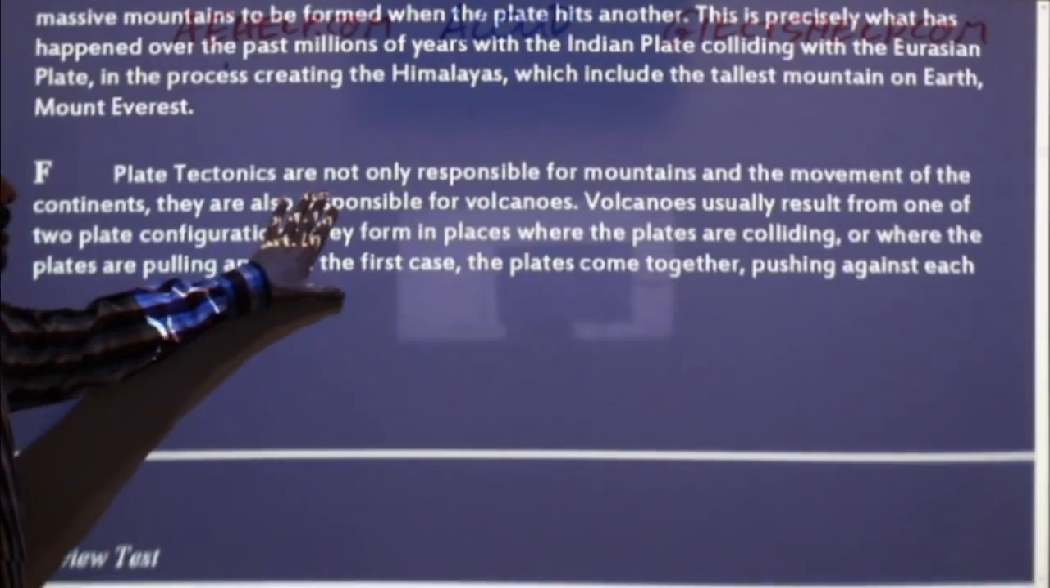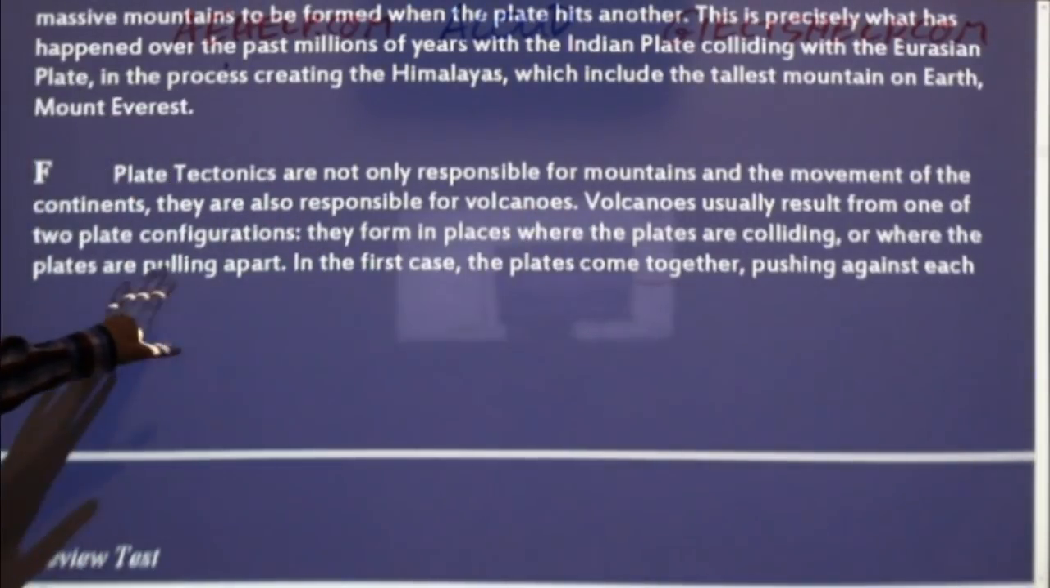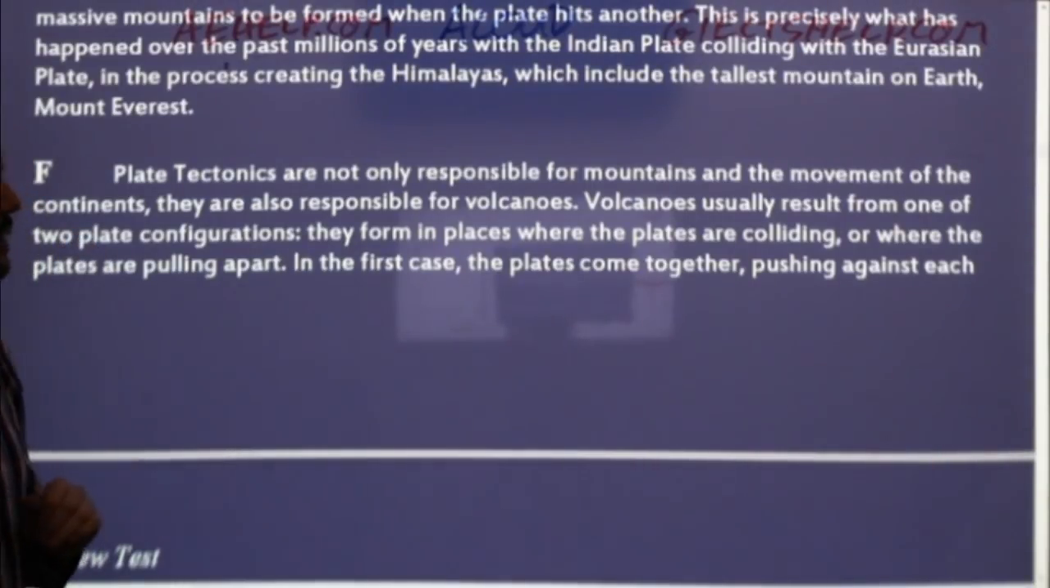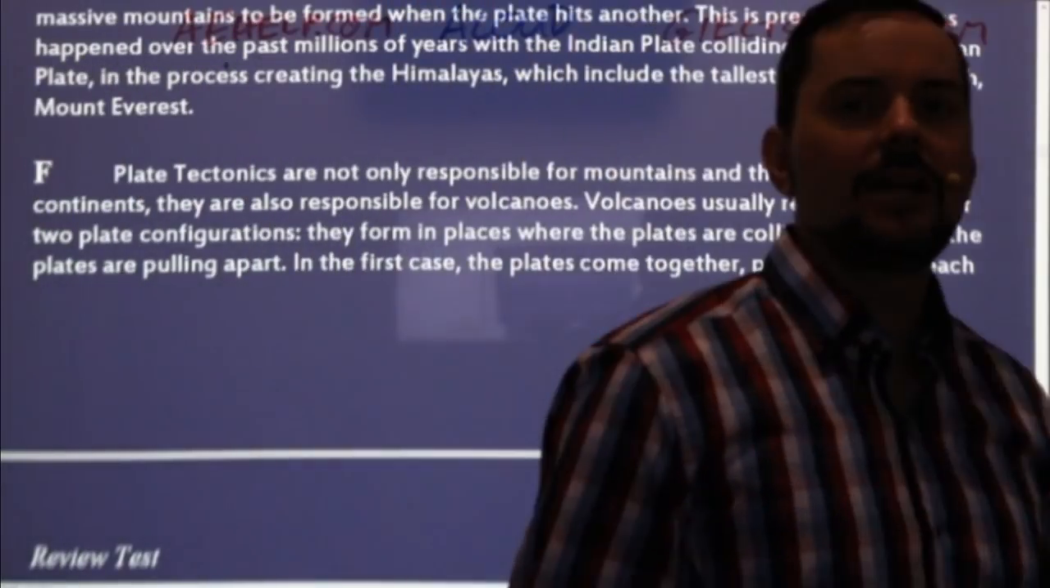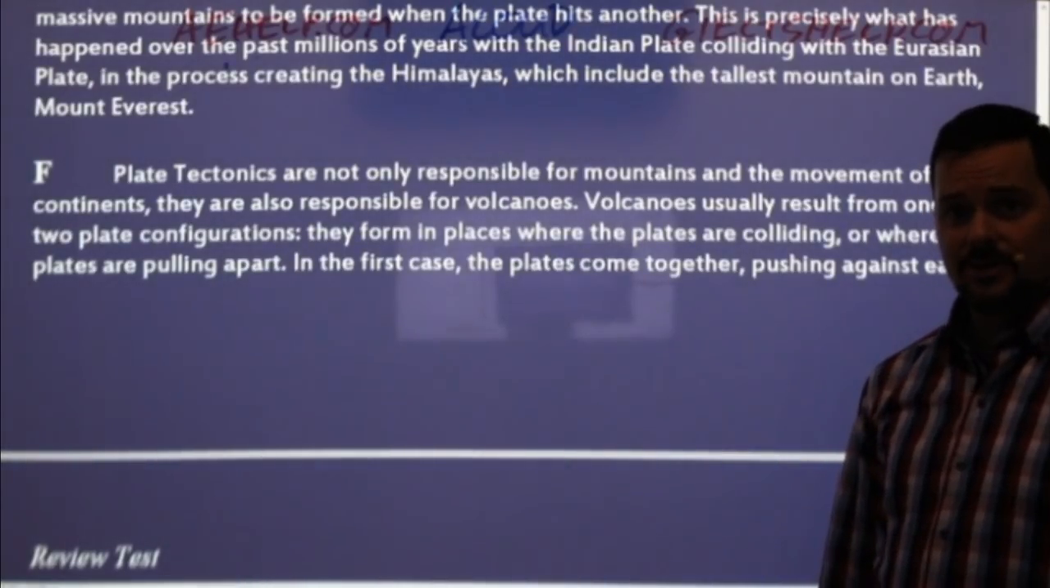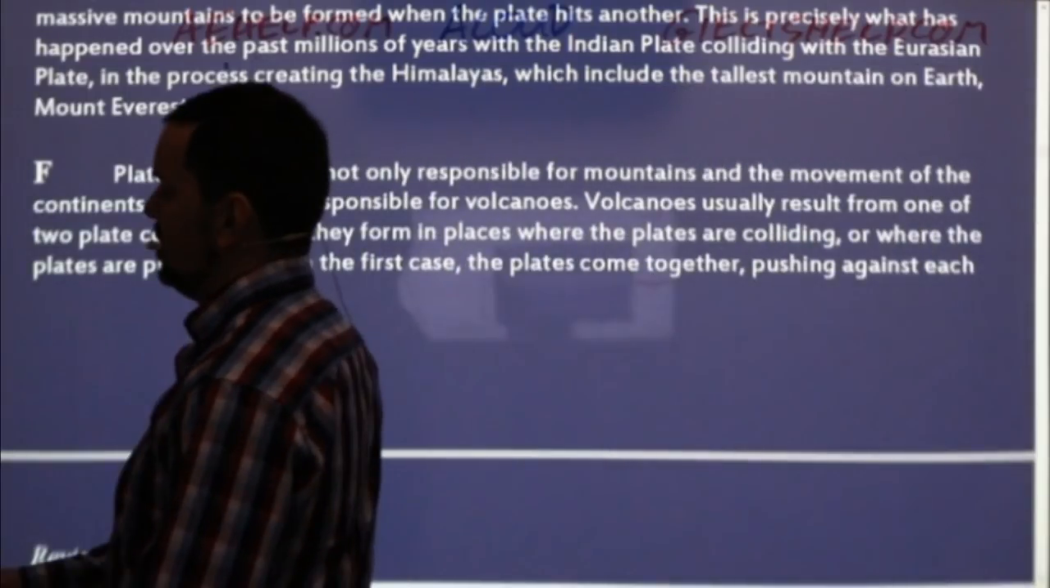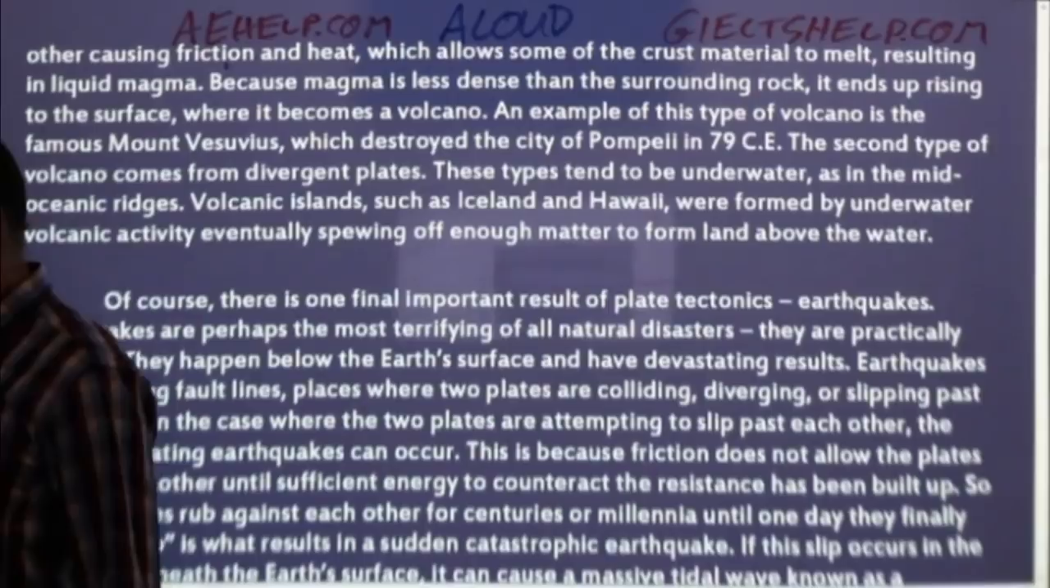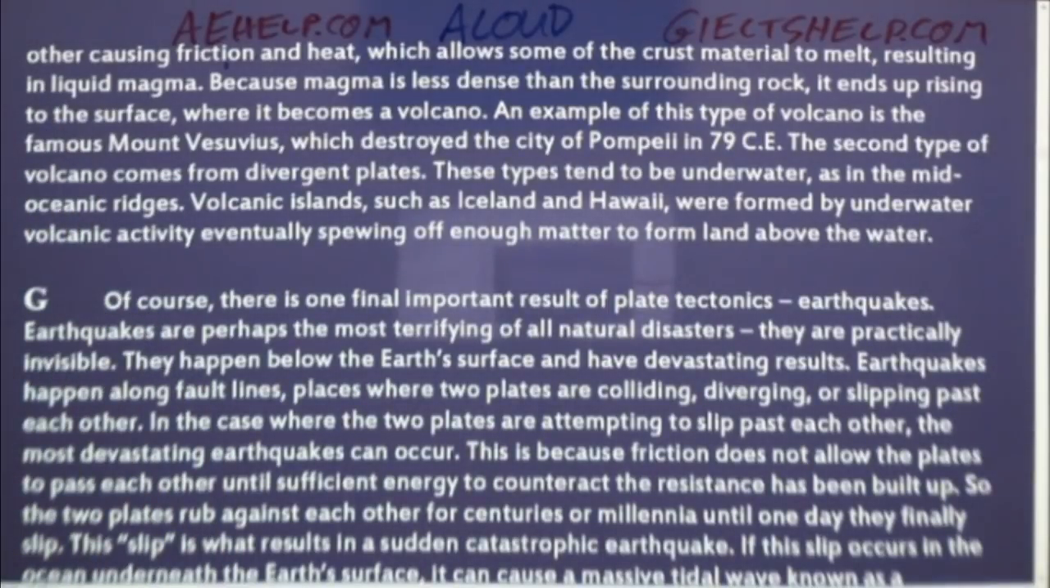Plate tectonics are not only responsible for mountains and the movement of the continents, they are also responsible for volcanoes. Volcanoes usually result from one of two plate configurations. They form in places where the plates are colliding or where the plates are pulling apart. In the first case, the plates come together, pushing against each other, causing friction and heat, which allows some of the crust material to melt, resulting in liquid magma. Because magma is less dense than the surrounding rock, it ends up rising to the surface where it becomes a volcano.